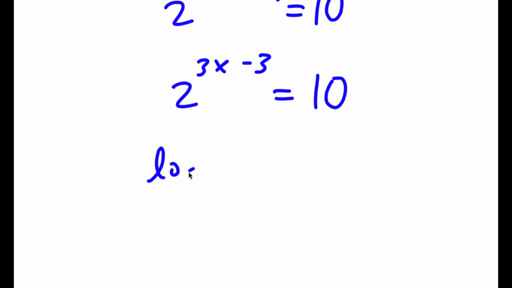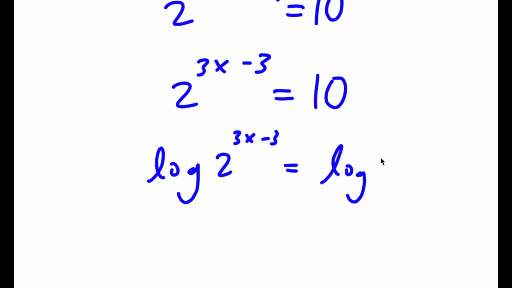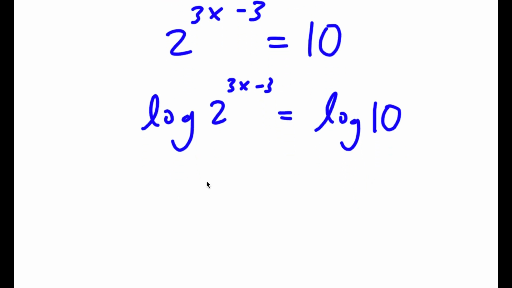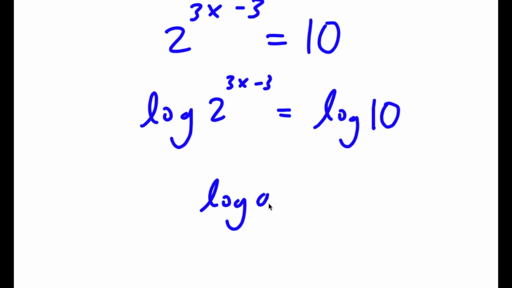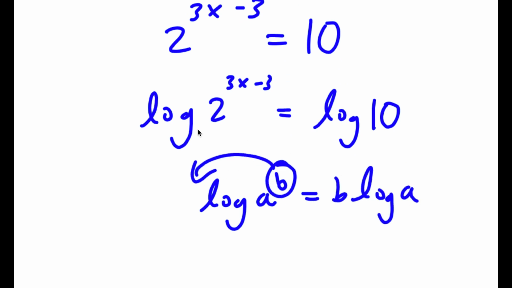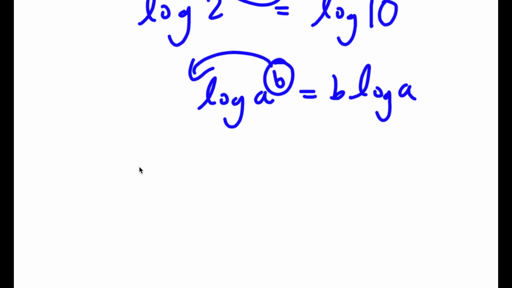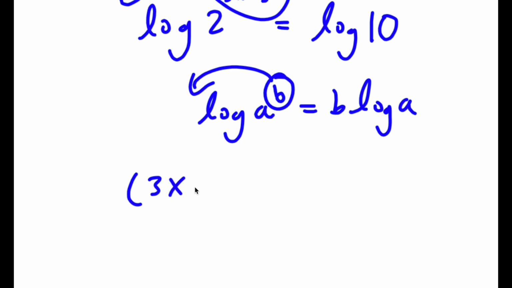Now I'm going to take the log on both sides, so I'll get log of 2 to the power of 3x minus 3 is equal to log of 10. And if I have something in the form log a to the power of b, I can move this exponent b to the front. So this is going to equal b times log a. So in this case, b is 3x minus 3, so if I move this to the front, I get (3x minus 3) times log 2 is equal to log 10.